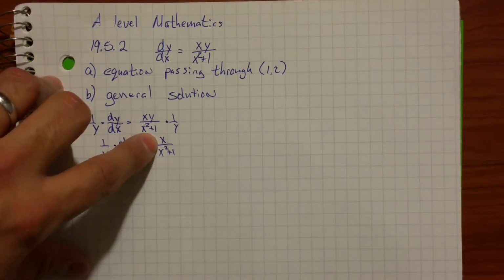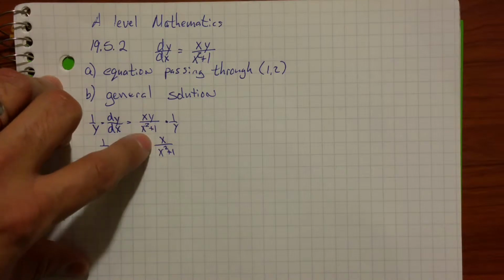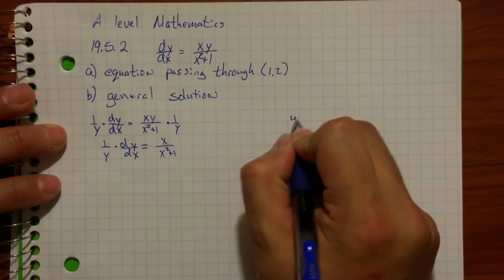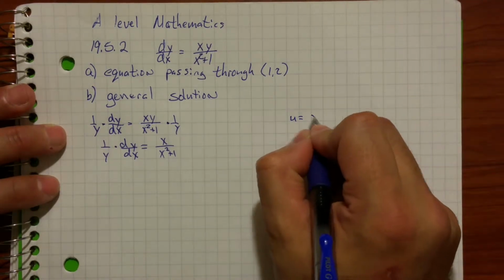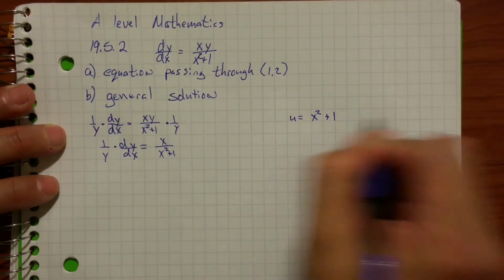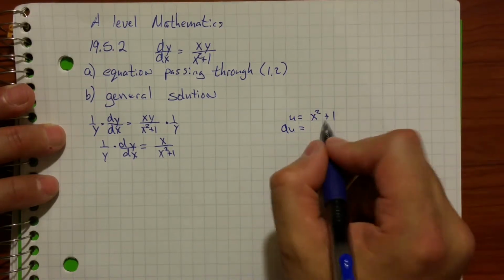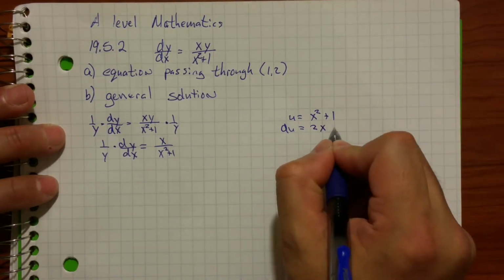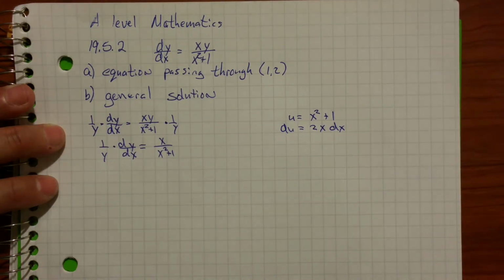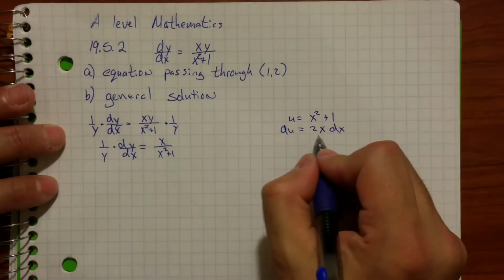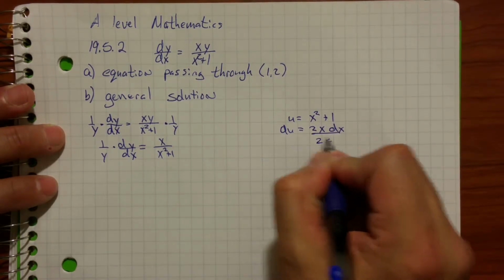But this one over here is not easy, so I'm going to do a substitution. I'm going to say that my u is equal to, let's say, x squared plus 1. So when I get my du, the derivative is going to give me 2x dx. Now I'm going to substitute here because I'm going to divide by 2x.